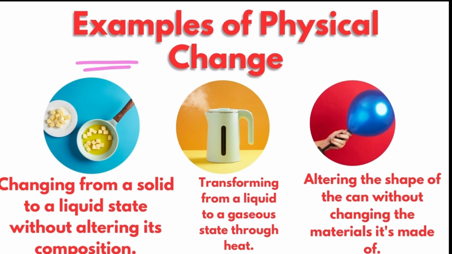Examples of physical change: changing from a solid to a liquid state without altering its composition. Transformation from a liquid to a gaseous state through heat. Altering the shape of a can without changing the material it's made of.